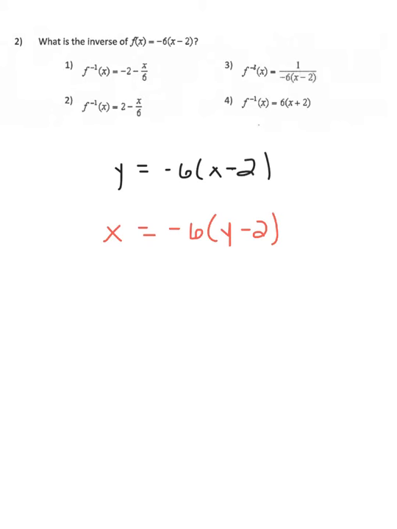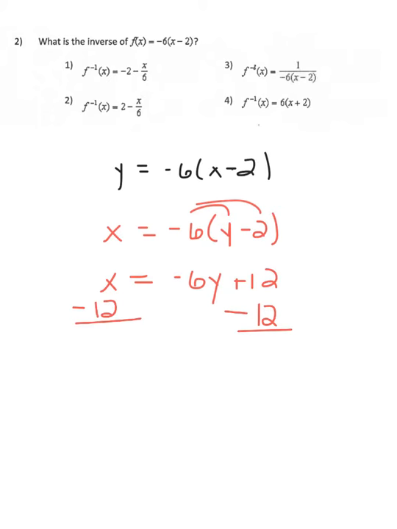Okay, so we have to get y by itself in this equation. There are a couple different ways you can do it, but I think the easiest way is to distribute and get rid of the parentheses first. So I'm going to distribute this -6 to both terms. When we do, we get -6y and then positive 12. Okay, so let's get the y by itself. I'm first going to subtract the 12 from both sides of the equation, which leaves me with x minus 12 equals -6y. And then let's just divide by -6.